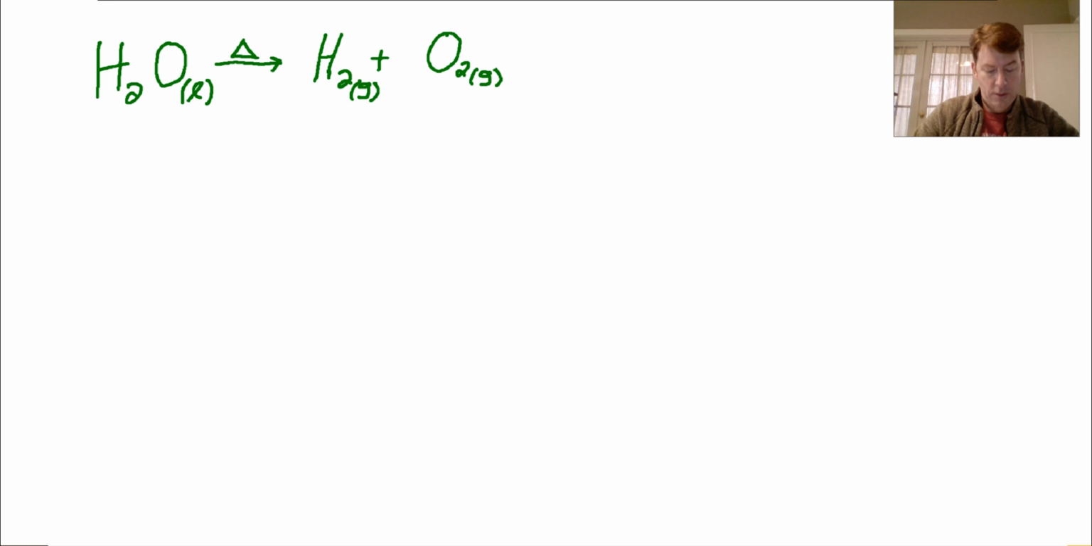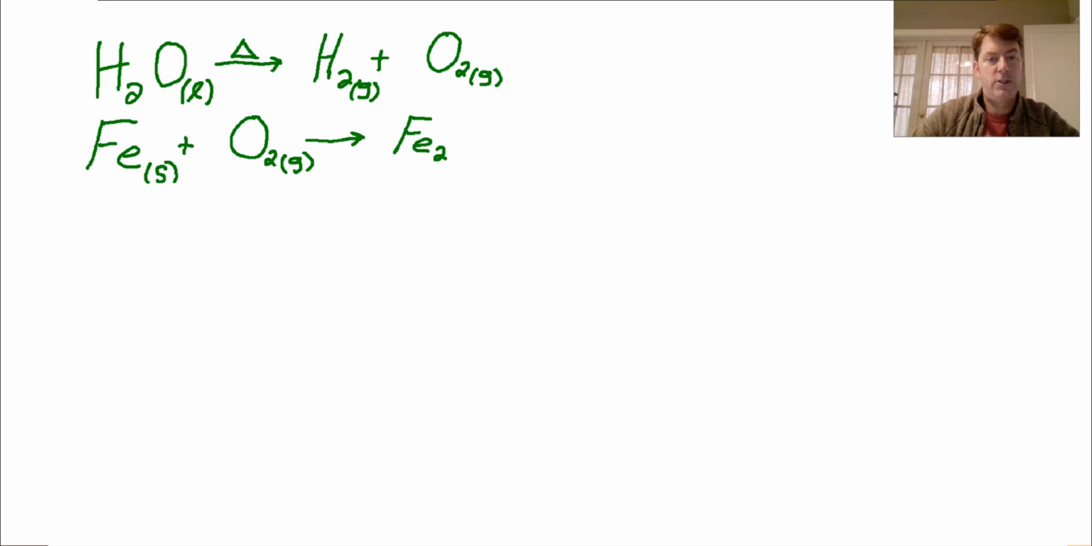Another example we could talk about is the rust. We talked about rust in the video. We have iron that is a solid, so we have a little S down there, and it's going to react with oxygen gas. And it is going to react and form iron 3 oxide. So iron has a +3 charge, oxygen has a -2 charge. So here's our correct formula for iron 3 oxide, and that would be a solid.